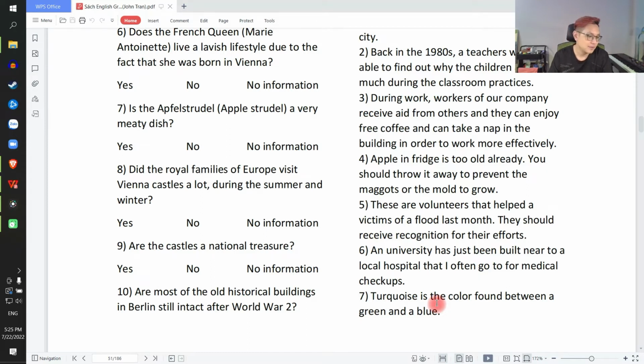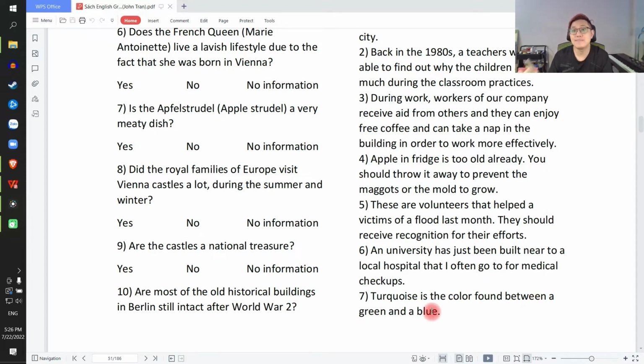Turquoise. So basically, there's no article before the color turquoise. So before color, there's no article at all. Trước màu sắc làm gì có mạo từ đâu. We say yellow, red. We don't say the yellow, the red, or something like that. So turquoise is a color or a color found between green and blue.